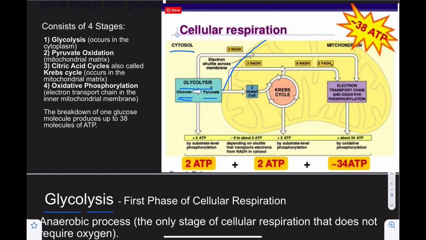So 2 3-carbon molecules which enter the mitochondria where there's oxygen and get oxidized into 2 molecules of acetyl-CoA, which then can enter the Krebs cycle.